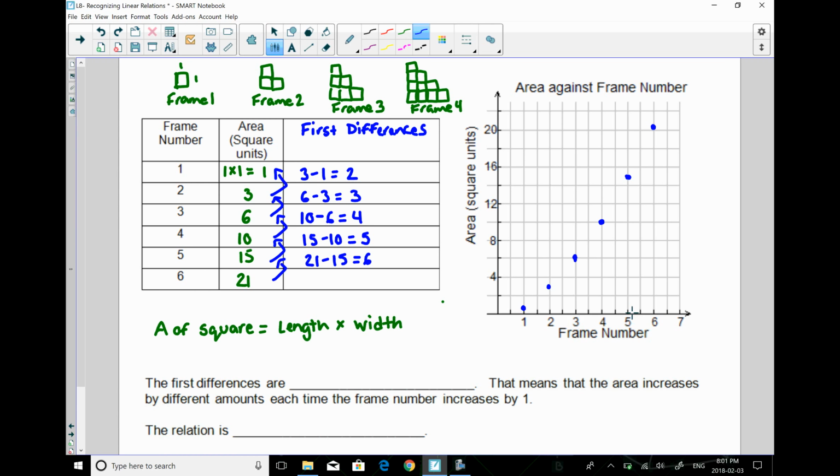Okay, so this is not a straight line. The first differences are not the same. That means that the area increases by different amounts each time the frame number increases by 1. So even though we're going up by 1 here, this is not consistent. It's going from 2 to 3 to 4 to 5 to 6. This relation is what we call non-linear.